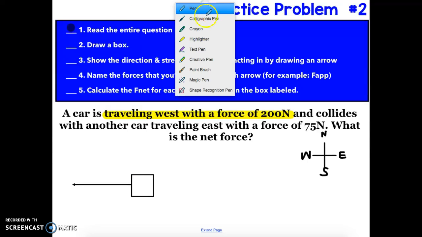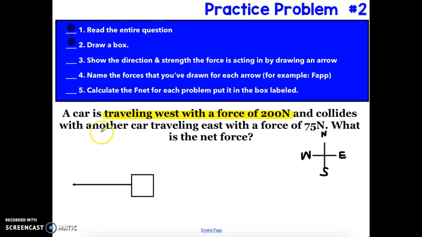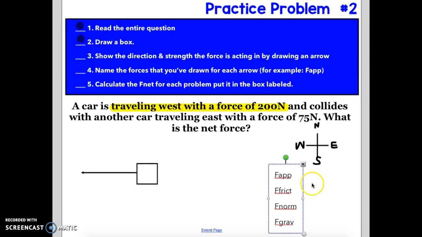So if I go look at this, I drew the box. Show direction and strength of force is acting by drawing an arrow. So I have 200 newtons to the left, and now I need to make sure I label it. So if a car is just traveling, just driving, there were 4 different types of forces that we learned about. We had applied force, we had friction force, we had normal force, and we had gravity force.